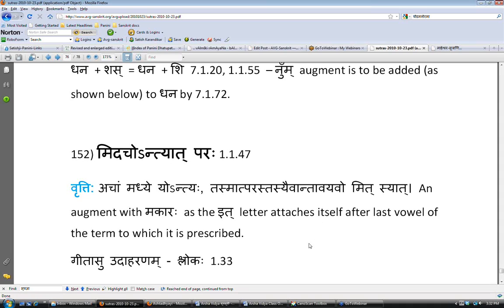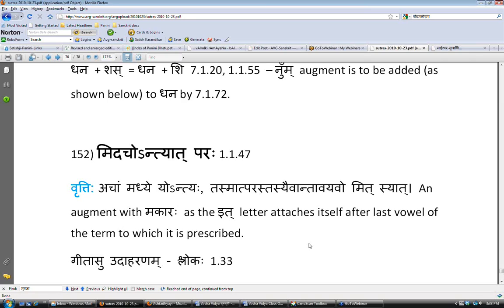We could not use Adyantau Takitau. The very next sutram says that if that agama has mit, it comes right after the last ach of the term it's going to. Right now we are taking this agama and putting it on the angam jnana. In jnana, we have only two ach, the akara and the akara. So the last ach is the akara coming after the na. So this mit agama is going to come right after that.